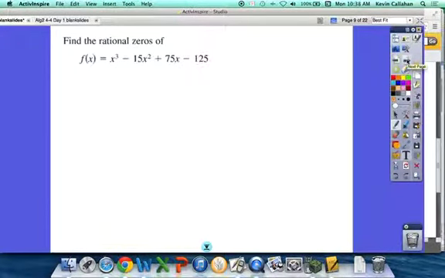Okay, let's skip over that one. Now, find the rational zeros of this one. What are the possible rational zeros? Well, what are the factors of 125? 1, plus or minus 5, plus or minus 25 and plus or minus 125. Pretty sure it doesn't have any others in there. Let's see. Ooh, it should have, no, 5 times 25.